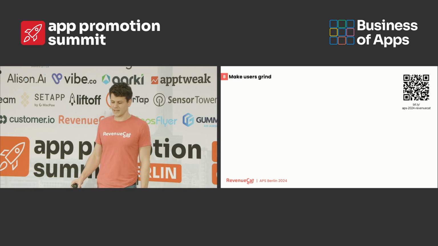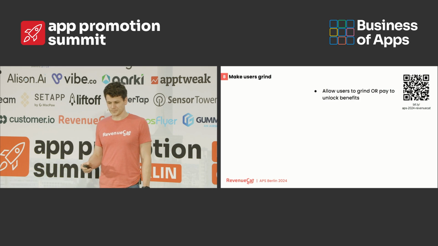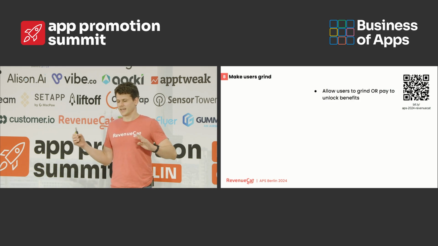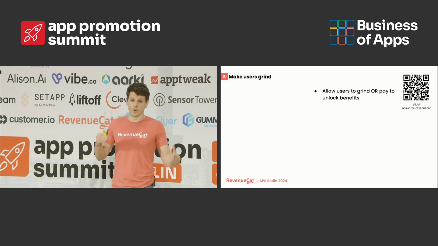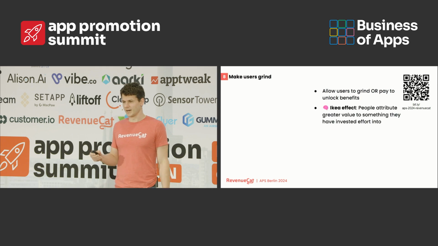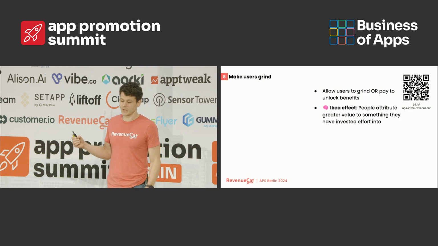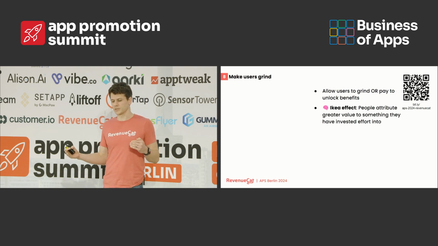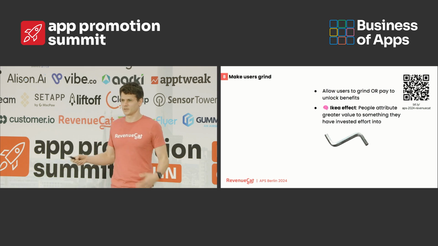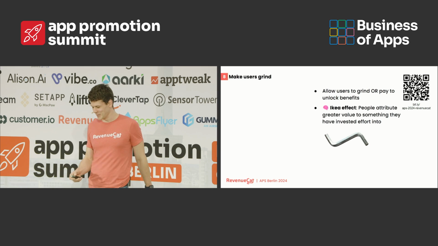Number 8, making users grind. Here the idea is, can you somehow allow users to grind or pay to unlock benefits? The idea here is the IKEA effect. So this is, again, another kind of psychological trick where people attribute greater value to something that they have invested effort into. So if you've ever built one of those shelves, you kind of know the feeling that, like, this is mine, I made this with my own hands.